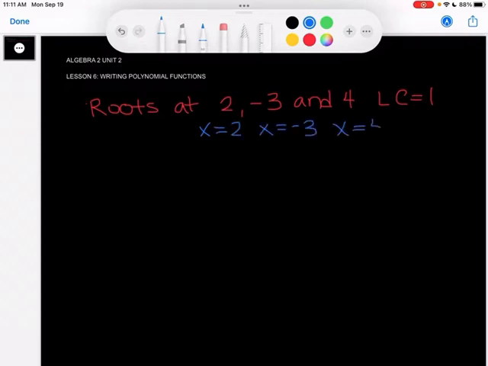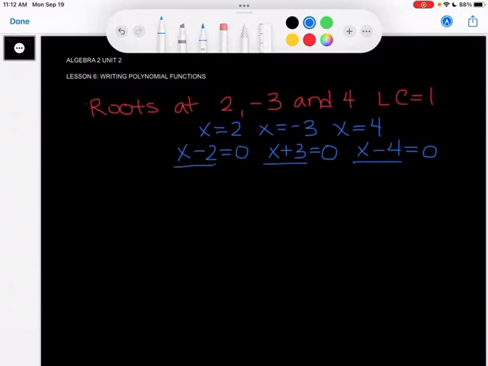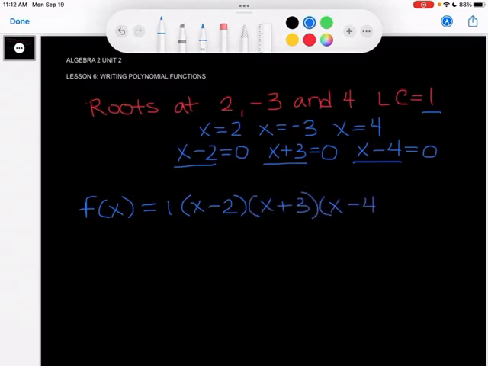But factored form means you get each of these equal to 0. So for the first one, I'd subtract 2 from both sides, and I get x minus 2 equals 0. The next one, I'd have to add 3 to both sides to get that equal to 0, and then subtract 4 from both sides. So my factors are x minus 2, x plus 3, and x minus 4, and my leading coefficient is 1. So my function of least degree would be 1 out front for the leading coefficient, and then I'd have my factors x minus 2, x plus 3, x minus 4. Now, the order does not matter here.